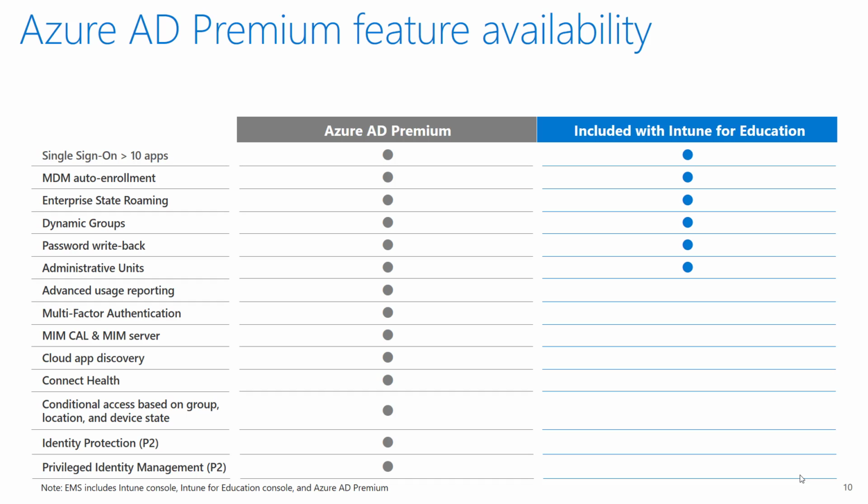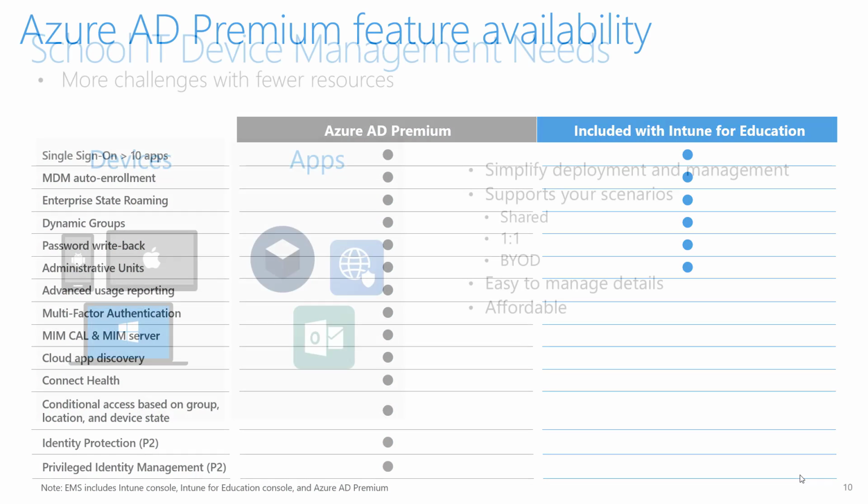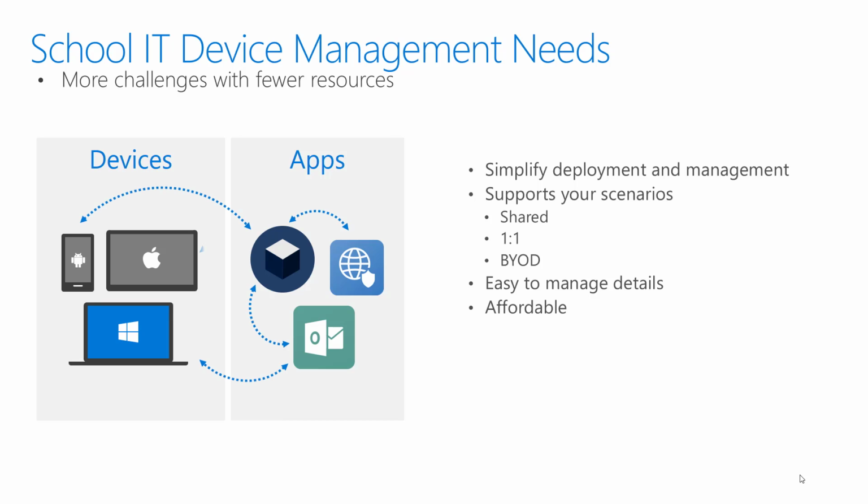Now, other capabilities, things like dynamic groups. If you're familiar with Active Directory or Azure AD and being able to create queries that create dynamic groups, the ability to do cloud-based password changes and have those write back to on-prem. Now, as you keep going through that list, you'll see there are other capabilities that Azure AD Premium does provide that aren't included with Intune for Education, but in a lot of cases, the ones that are included might be a good place to start, and then over time you may want to add additional features in.